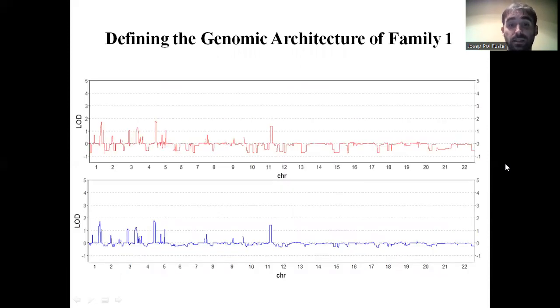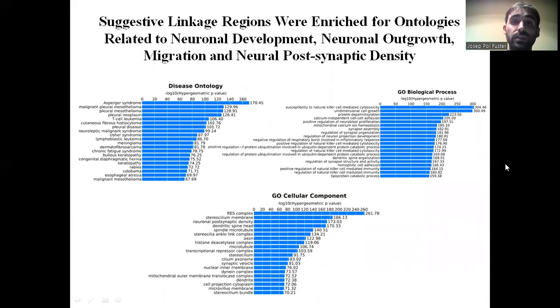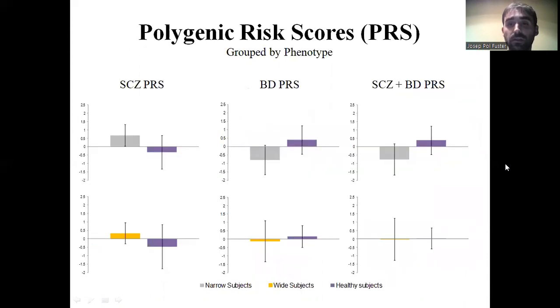Regarding linkage analysis in this family, we were not able to identify a significant linkage region, but the linkage regions with the highest LOD scores were enriched for ontologies related to neuronal development, neuronal outgrowth, migration, and neuronal postsynaptic density, which are processes relevant to the phenotype. And regarding polygenic risk scores, we observed that psychotic patients carried, compared to healthy controls, more variants previously related to the phenotype in the population.